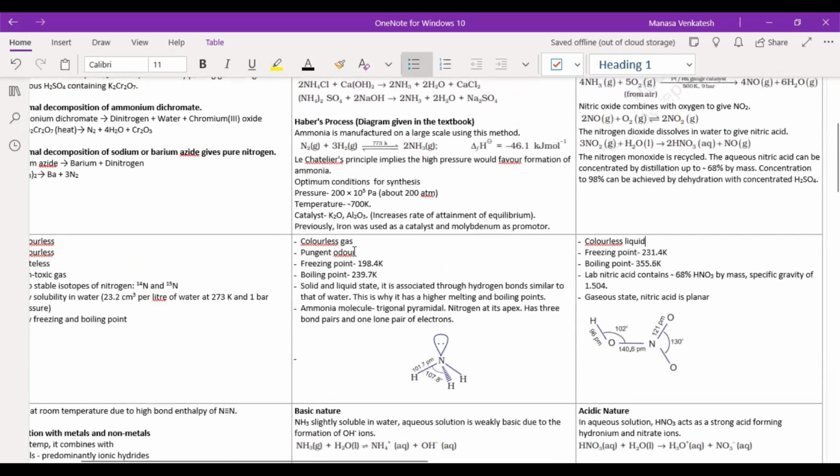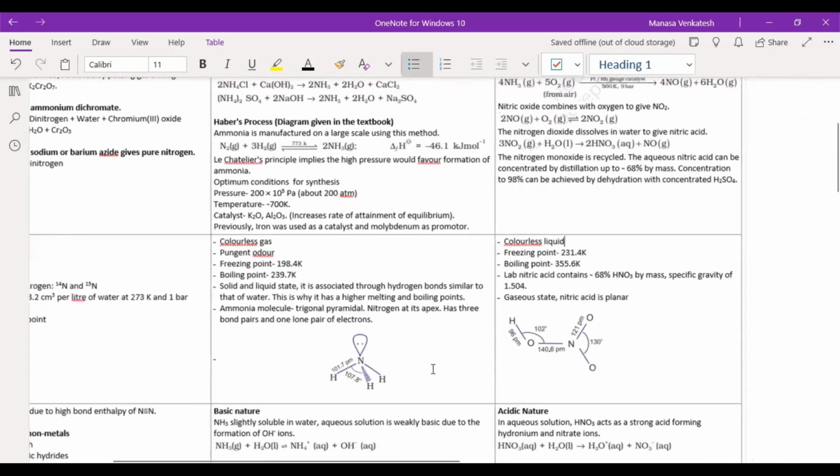Ammonia, on the other hand, is a colorless gas with a very pungent odor. It stinks, basically. I've had to sniff ammonia in the lab, and it's not a very pleasant experience, if I'm being very honest. So freezing point and boiling point is 198.4 Kelvin and 239.7 Kelvin, respectively. In solid and liquid state, ammonia actually shows hydrogen bonding. And because of the presence of hydrogen bonding, ammonia has a higher melting as well as boiling point. The shape is a trigonal pyramidal shape. And here, if you see, there's a lone pair of electrons at the top, and it has 3 bond pairs, which give the trigonal pyramidal shape.